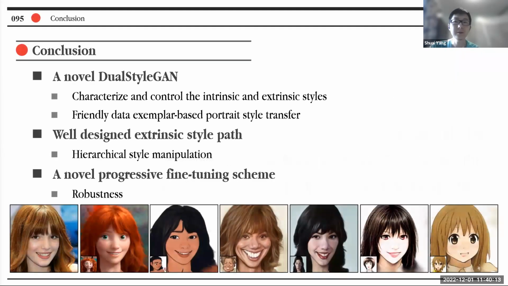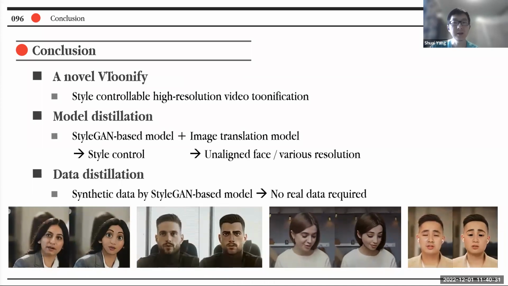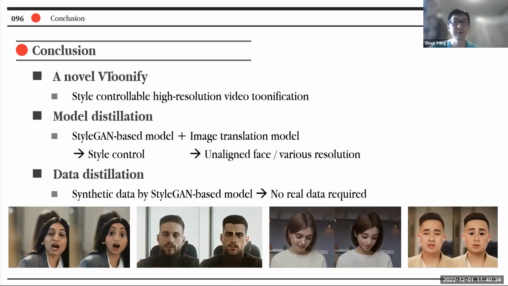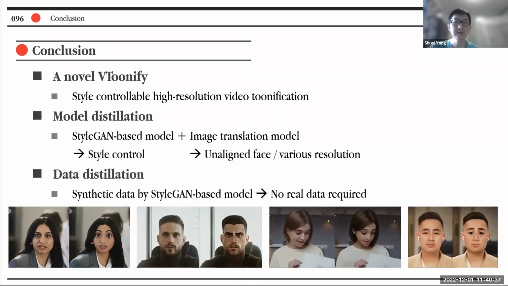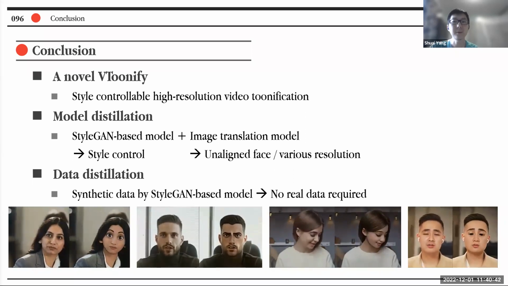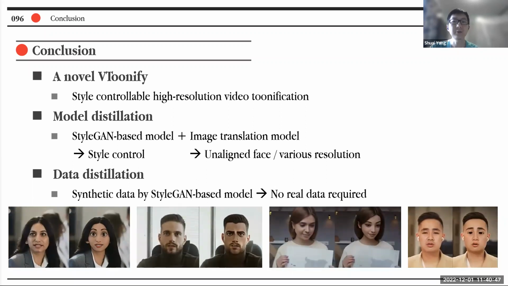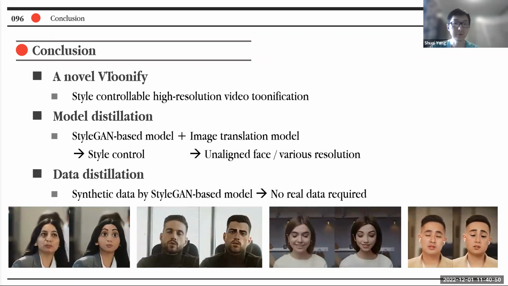To conclude, we propose a data-friendly exemplar-based portrait style transfer framework, dual StyleGAN, where we design an extrinsic style path for hierarchical style manipulation and a corresponding robust progressive fine-tuning scheme. Based on dual StyleGAN, we further propose VToonify for style-controllable high-resolution video toonification. It combines dual StyleGAN and image-to-image translation to enhance the advantages of both models. That is the flexible style control and the ability to handle unaligned faces in various resolutions.